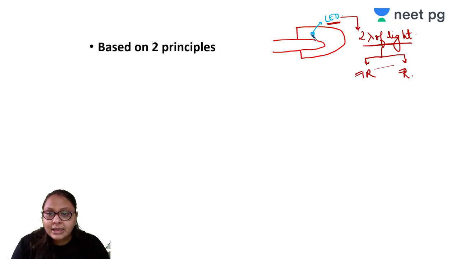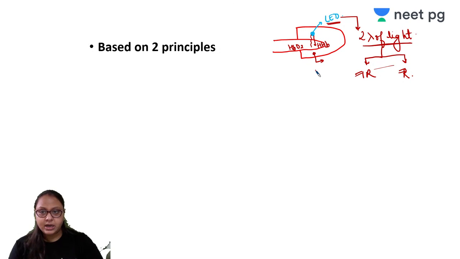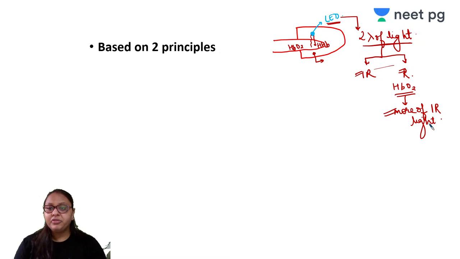Now when this infrared and red light pass through this finger, depending upon how much oxygen is bound with hemoglobin or how much is in the reduced form, there is absorption of light, which is detected by a detector placed on the other end. For example, if there is oxygenated hemoglobin, it absorbs more of the infrared light.